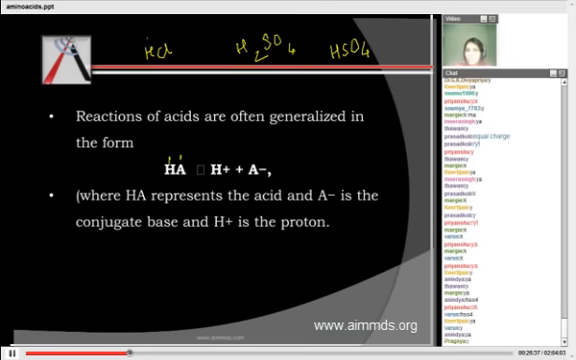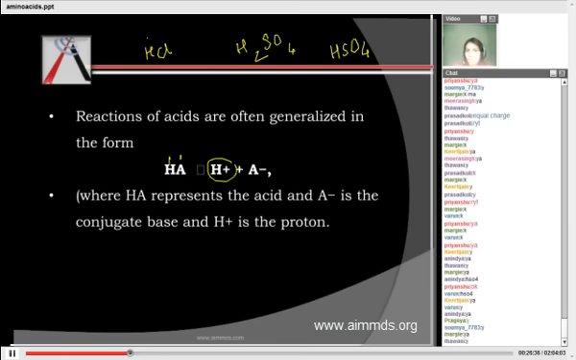Great. Now whenever I dissociate, what happens? We have this H plus coming out, that is called deprotonation, and we have this A minus, because H plus is lost, so the remaining part will have a negative sign.